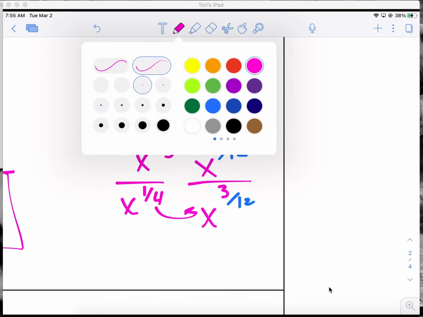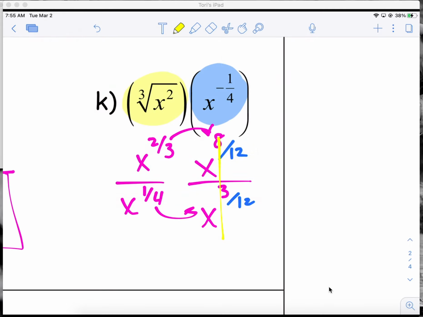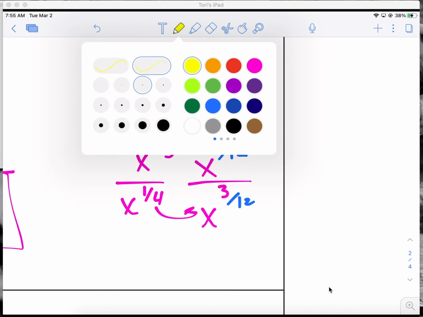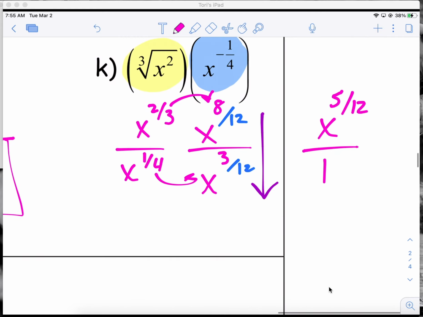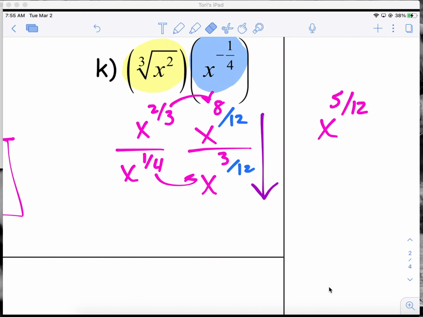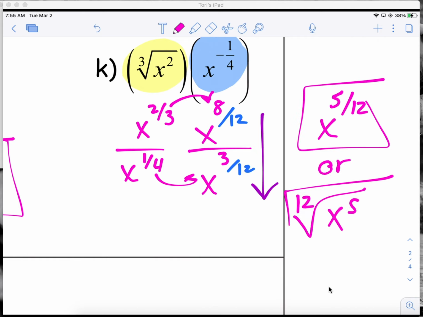If I have the same bases of x's here, I can say who has more x's? The top. How many more x's does he have? 5 out of 12. There's nothing on bottom, so that's like a whole number. Your answer could be left like that. You don't even need the over 1. Your answer could be left like this, or the 12th root of x to the 5th. You could do either one because you had both to start with, radicals and rationals.